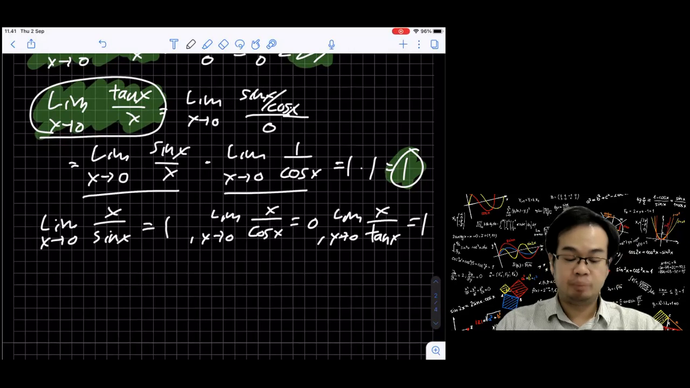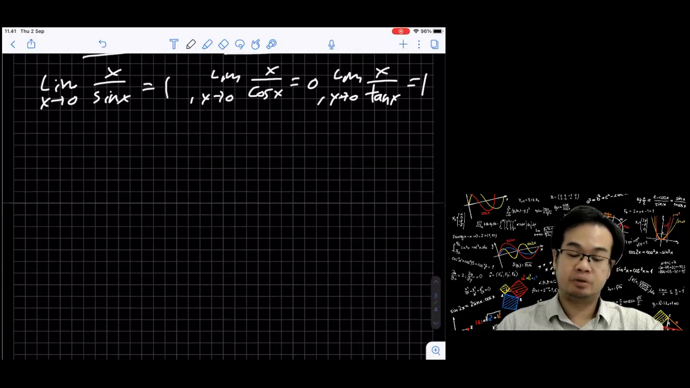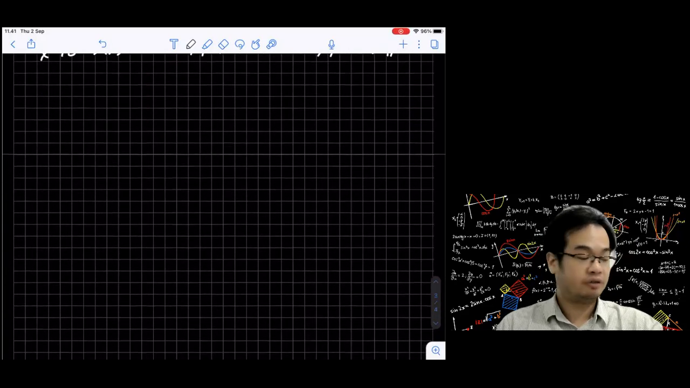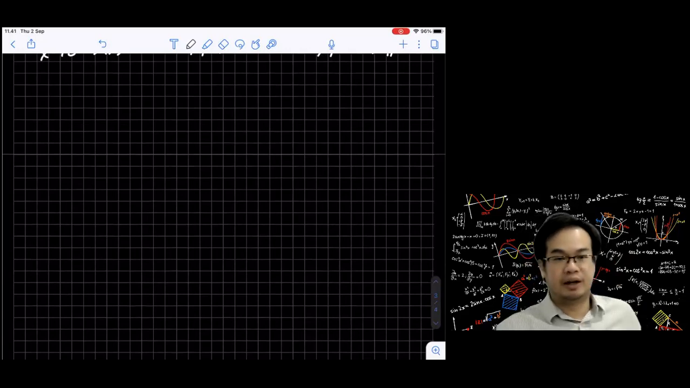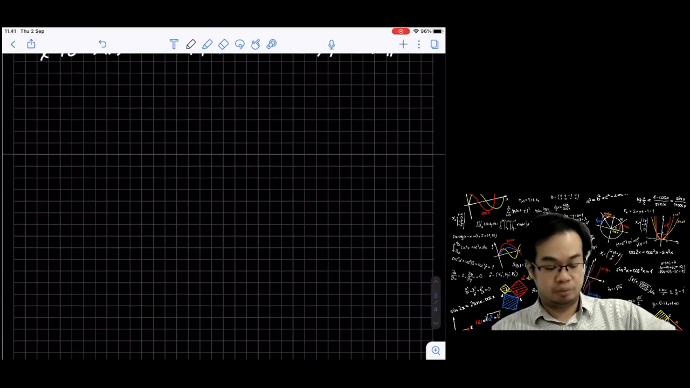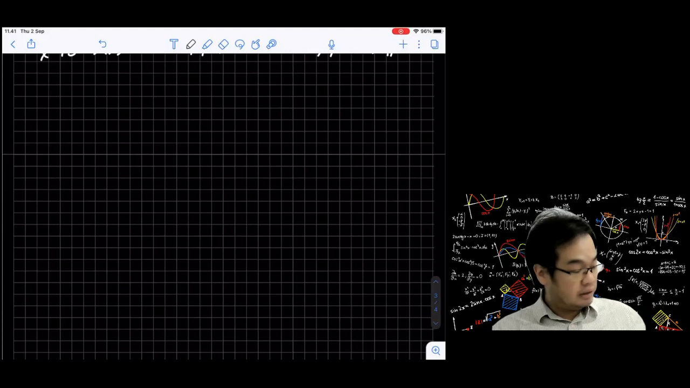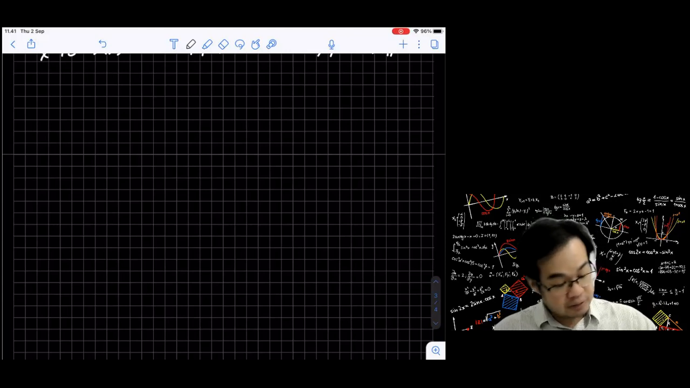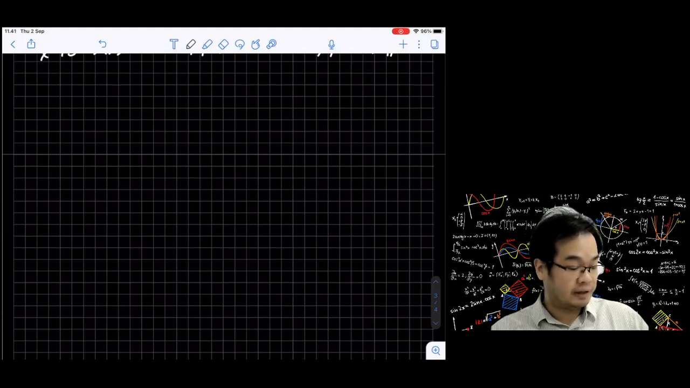Now it's also important for you to recall the trigonometric formulas. Actually, they are in your calculus book. There is an appendix there, page 659, Appendix A.